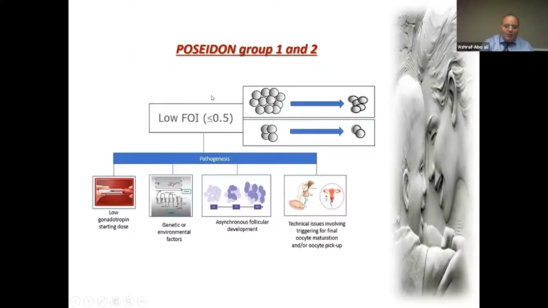Why do we find low FOI in this Bologna? So all Bologna 1 and 2 are low FOI. Because maybe the low gonadotrophin dose you started, you need more dose. Maybe there is a genetic polymorphism, like in the receptors for the gonadotrophin. Maybe asynchronous follicular growth, and this made a problem. And maybe a technical issue in the clinician or in the lab during ovum pickup.